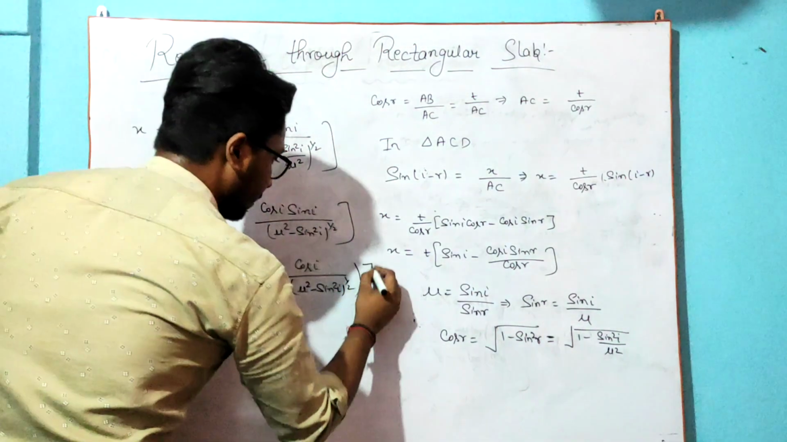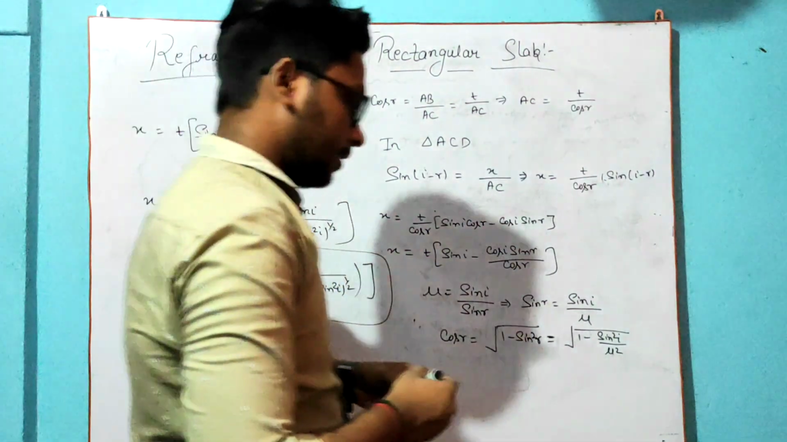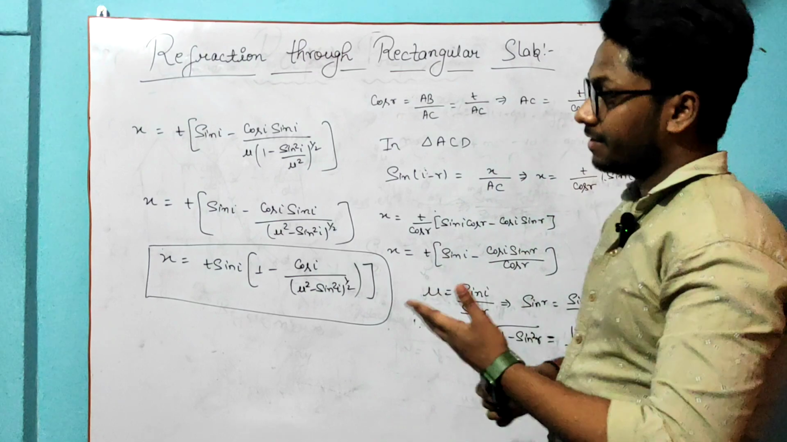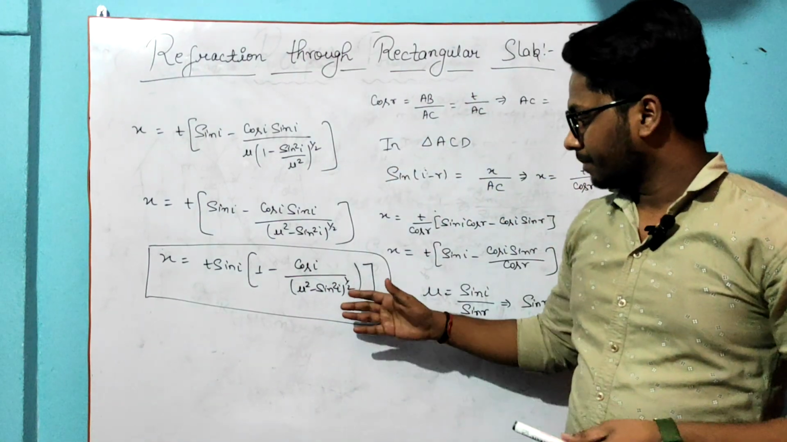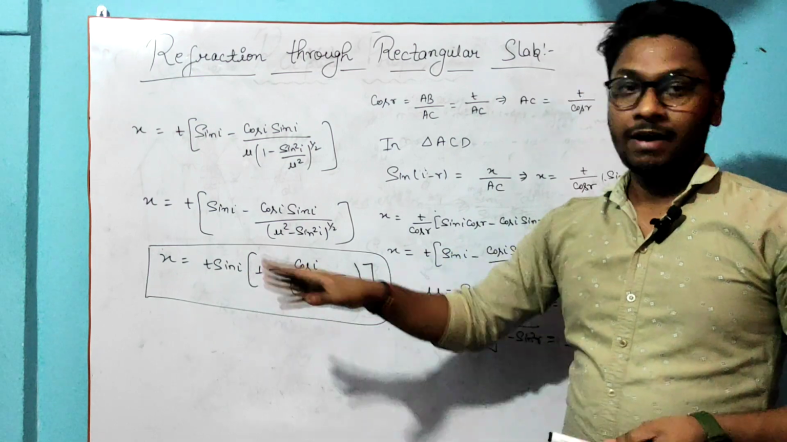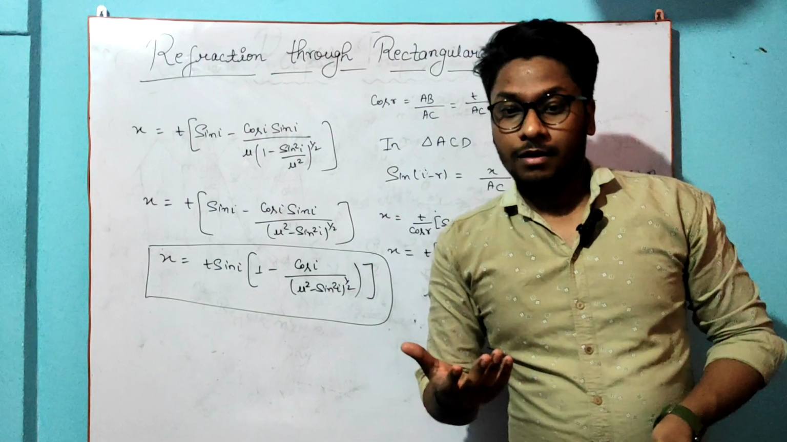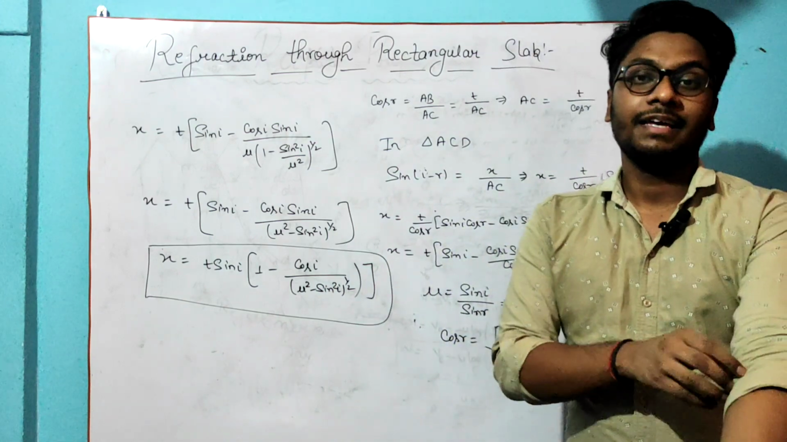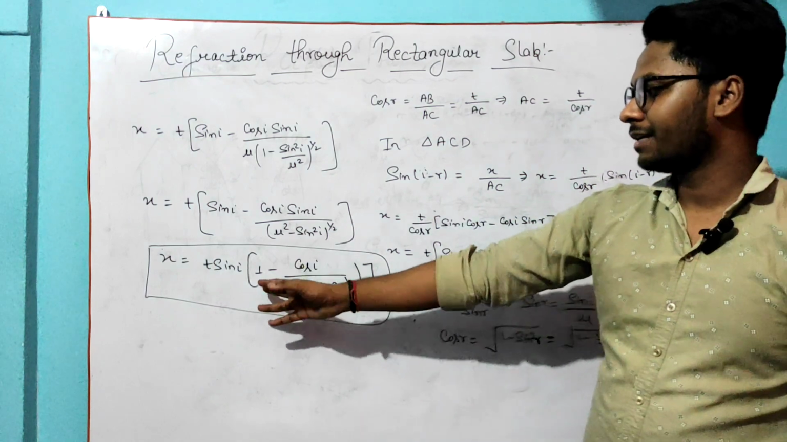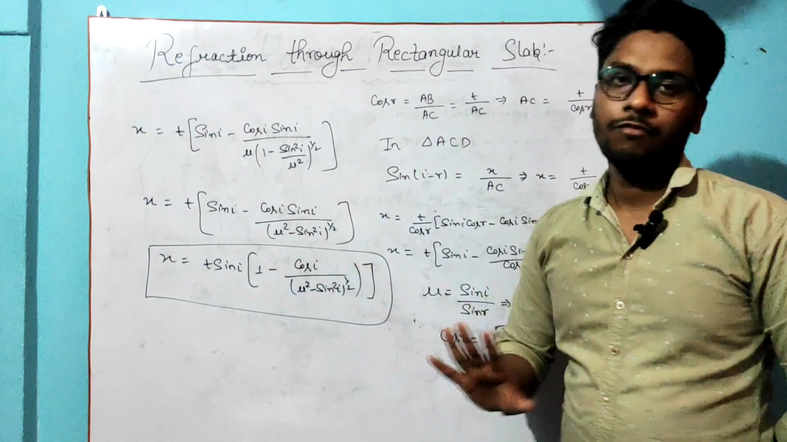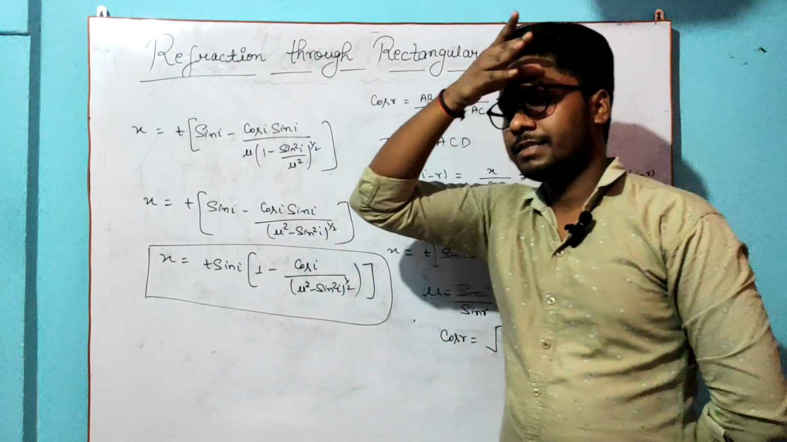So this is the value of lateral displacement by which the emergent ray gets displaced from the original incident ray. These are the expressions in terms of I. Why do we find this expression in terms of I? Because we know at what angle we have to expose the light on that rectangular surface. That's why we have to take this expression in terms of I. So these are the things we discussed in this lecture.